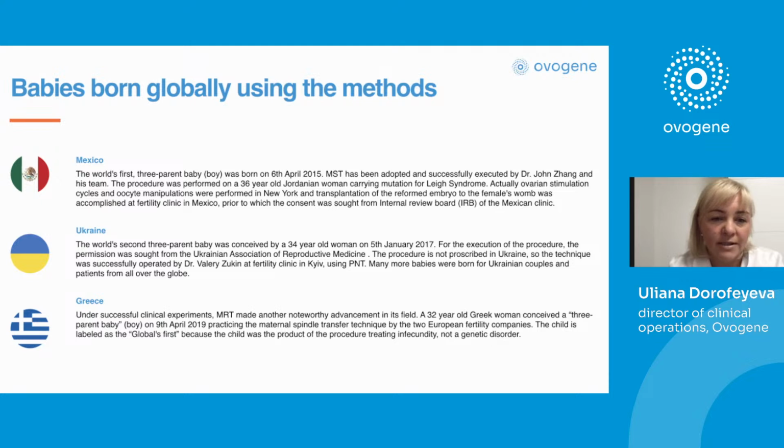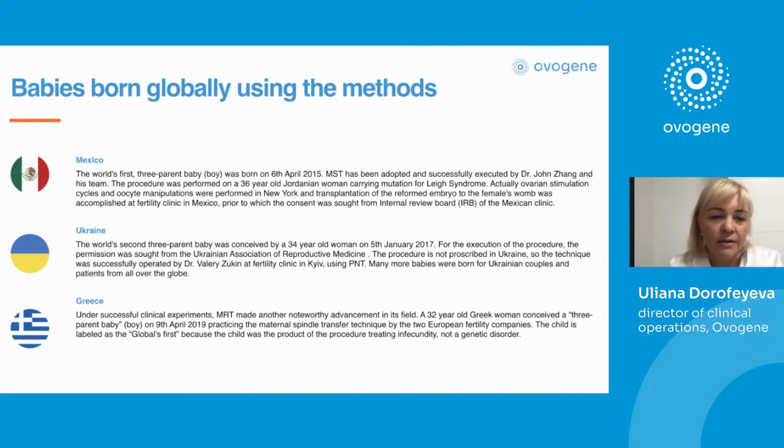In Ukraine, the world's second 3-parent baby was conceived for a 34-year-old woman, and the baby was born on the 5th of January 2015. That's a Ukrainian clinic called Nadiya, led by Valery Zukin. However, many more babies were born in Ukraine, also as a result of our group activities, for Ukrainian couples and couples who came from all over the globe.